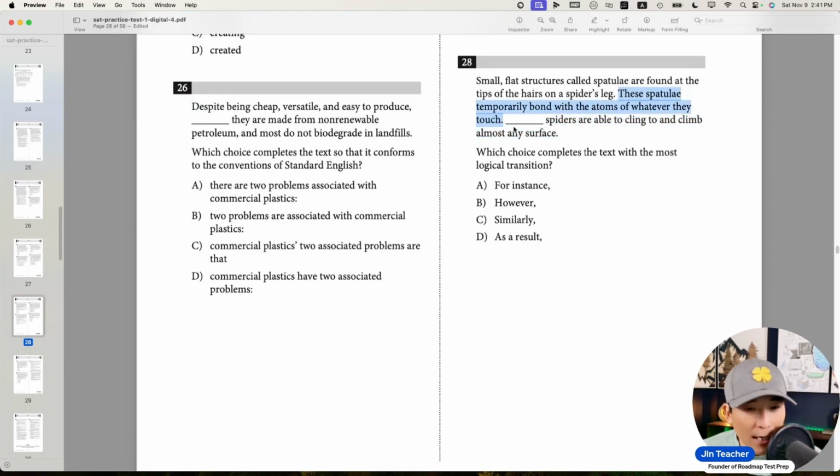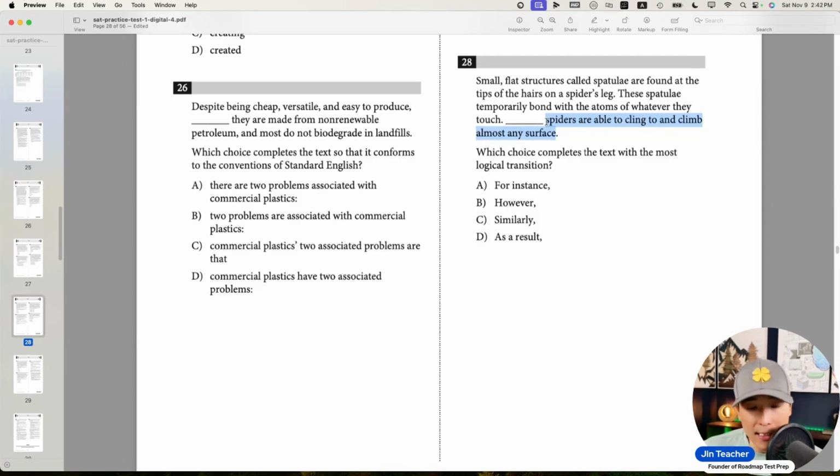So when I read the sentence previously, it says, these spatulae temporarily bond with the atoms of whatever they touch. So it's just telling me what the spatulae do, right? What the hairs do on the spider's leg. They bond, they attach with the atoms of whatever they touch. So it tells me their function. Then the next sentence says, spiders are able to cling to, so they can actually attach to, and climb almost any surface. Okay, so when I think about the relationship between these two sentences, the second sentence is telling me some kind of effect, some kind of logical consequence of the previous sentence.